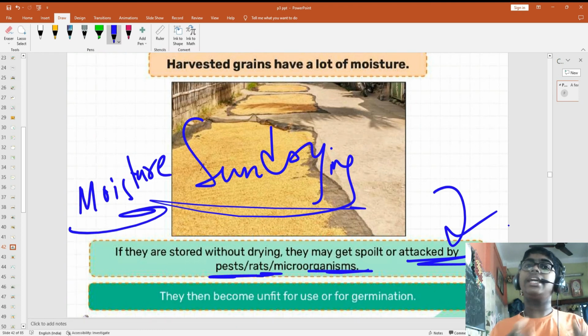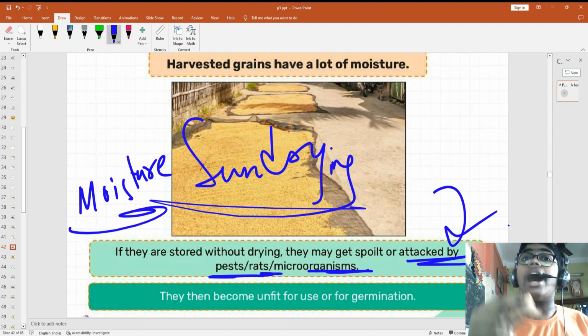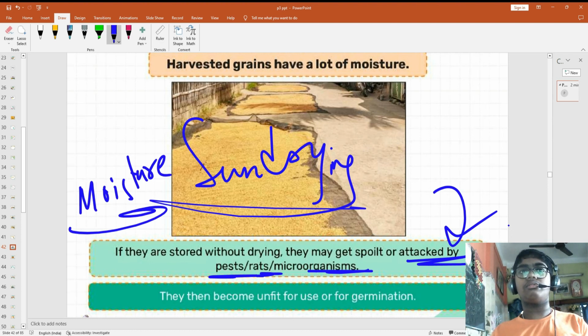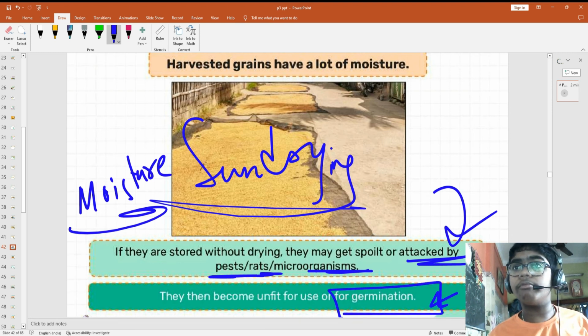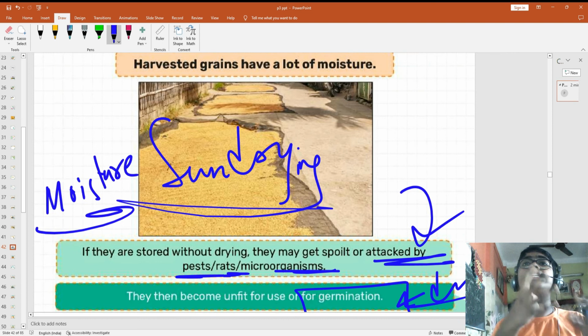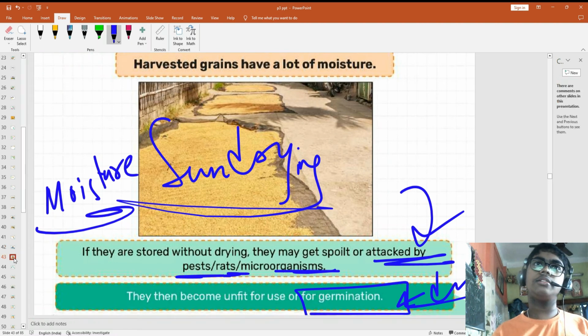Now when we are not drying, this becomes unfit for use. मिस ये क्या बता रहे हैं? देखिए, then they become unfit for use or for germination. Germination will not happen because सब वाटर नहीं है, तो मिसले कोई सीड्स ग्रेन्स अगर ये प्लांट्स में ग्रो कर गया तो क्या होगा? नॉट ओके, नॉट ओके सिचुएशन, राइट?